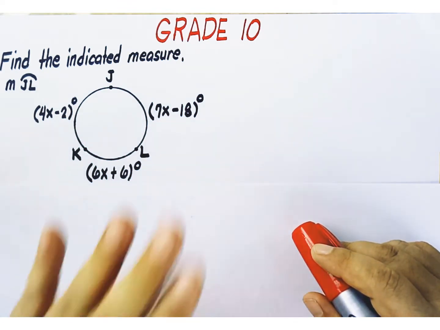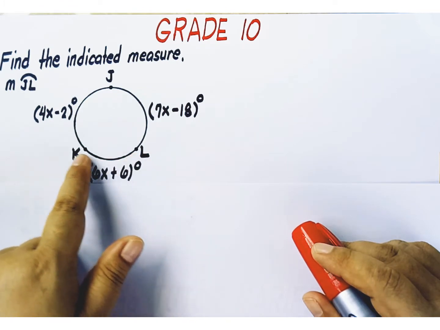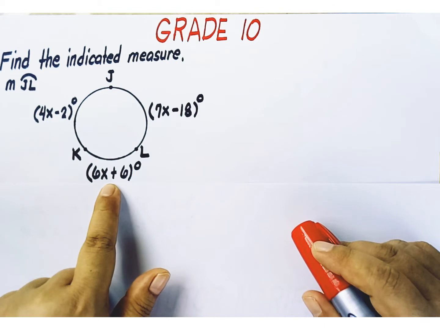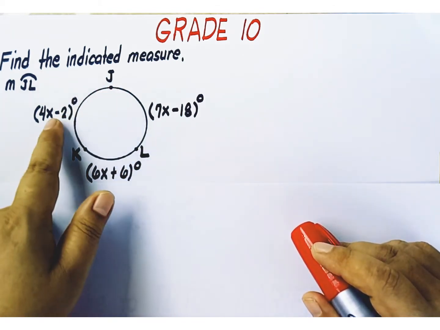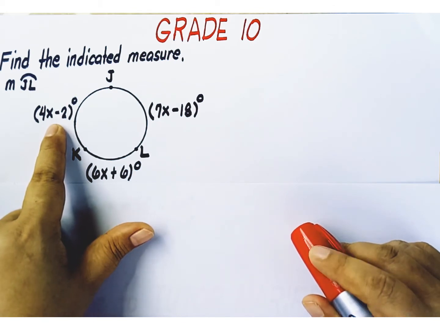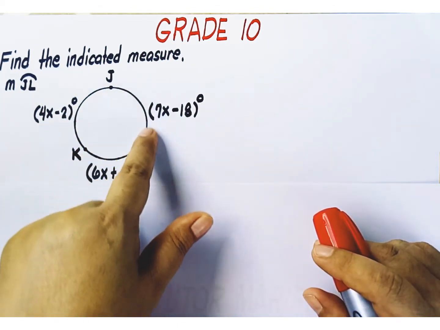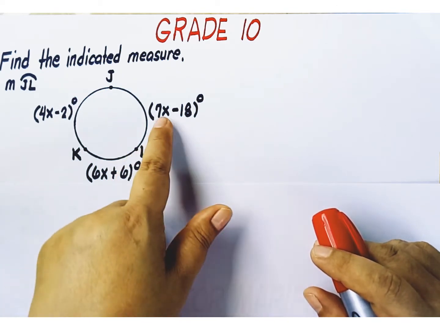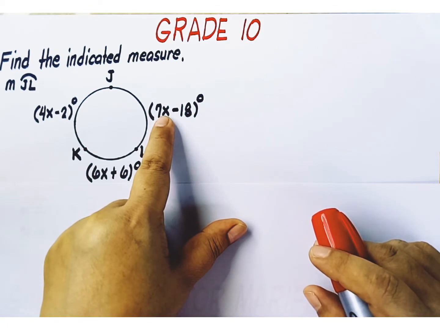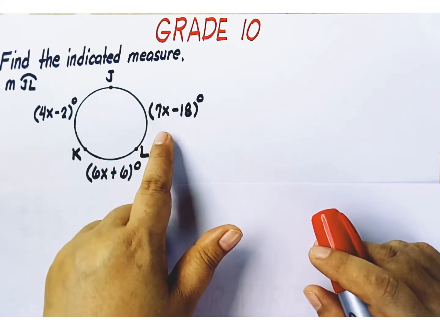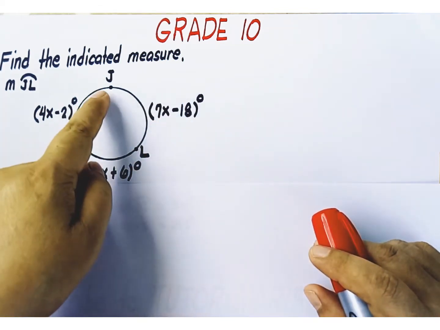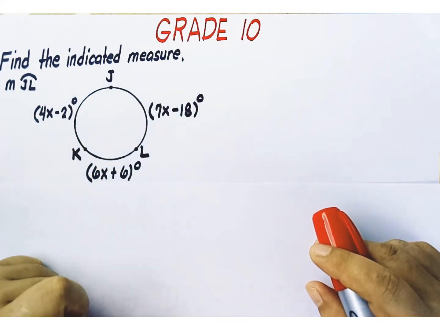The other arcs in the figure are arc LK, which is represented as 6x plus 6, and arc KJ, which is represented as 4x minus 2. To be able to find the actual measure of ArcJL, we need to find first the value of x. Once we know the value of x, we simply substitute it into this expression to get the measure of ArcJL.